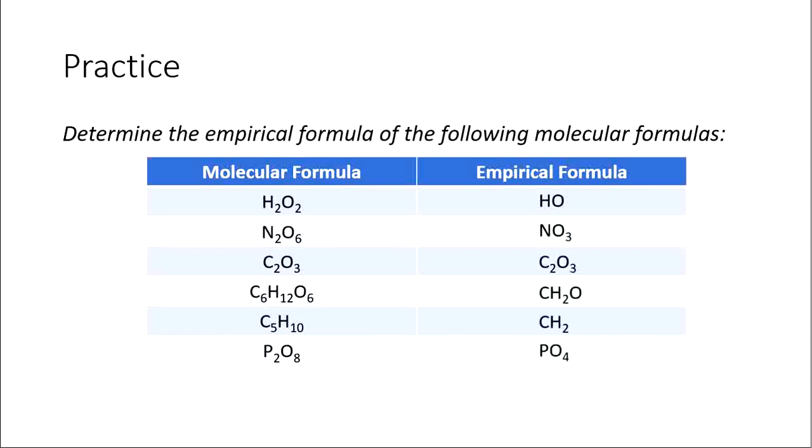Did you get the following answers? Let's talk about C₂O₃ real quick. For that one, the empirical formula is the same as the molecular formula because the ratio 2:3 is already simplified. So sometimes the empirical formula will be the same exact formula as the molecular formula. Now it's easy to determine the empirical formula when the molecular formula is given. All you have to do is simplify the ratio.